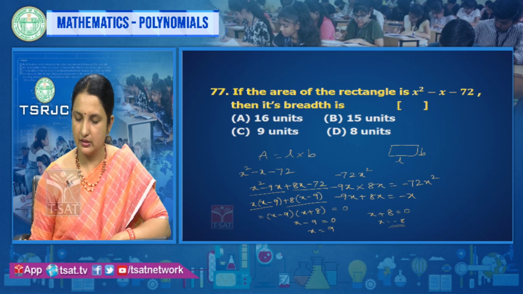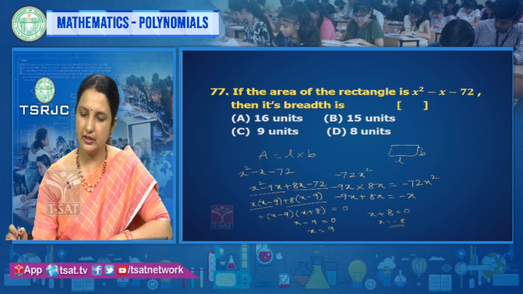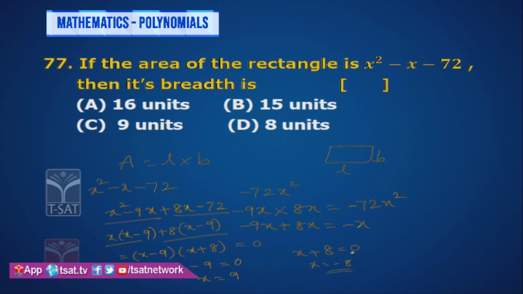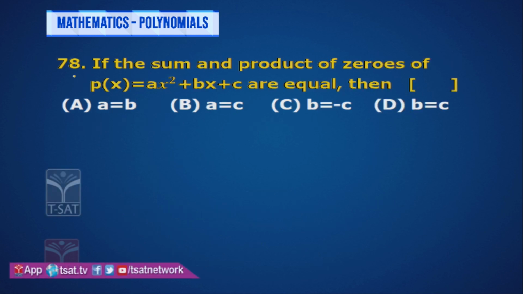The breadth should not be negative. It should never be taken negative, only positive. If the length should be 9, then the breadth should be, so no option. The question is not clear. We can't find the breadth with these options or with this equation. Next question, continue to next.